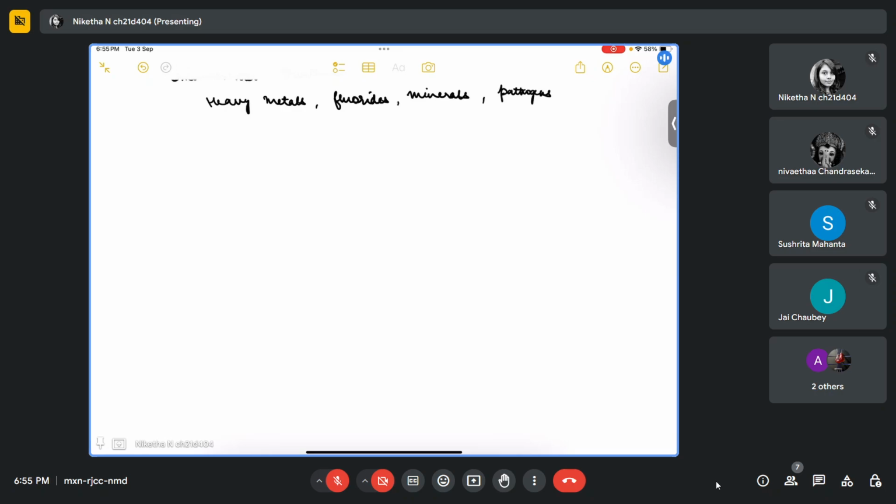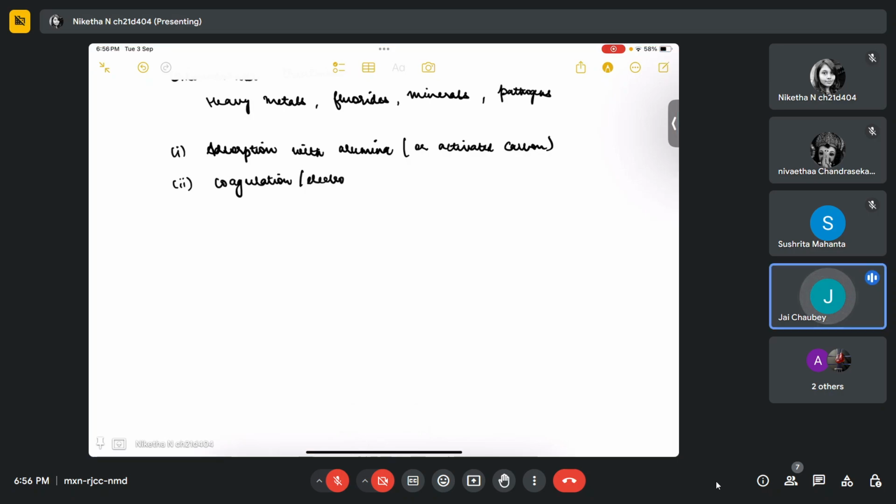In order to treat this we need some special kinds of treatments. One of them is adsorption with alumina. Now, instead of alumina, you can also have activated carbon. And then coagulation or electrocoagulation.